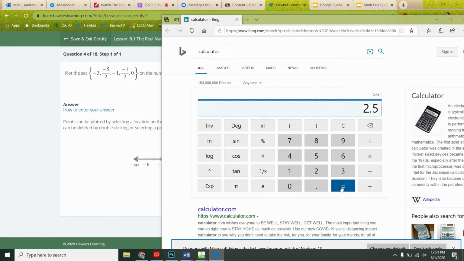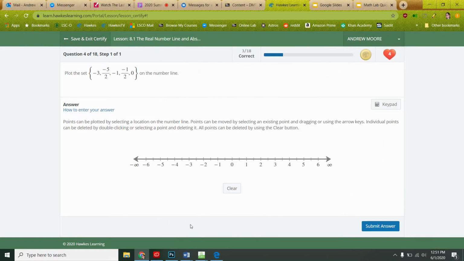This gives us a decimal. So this is actually a -2.5. If we did the -1 over 2, we'd find that it is a -0.5. All right, let's plot these on our number line.